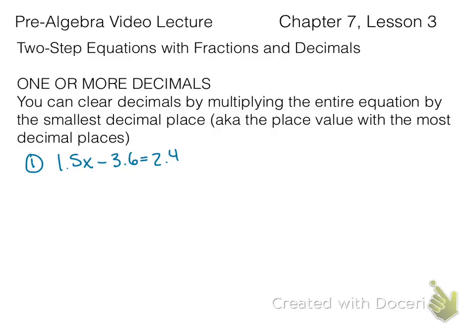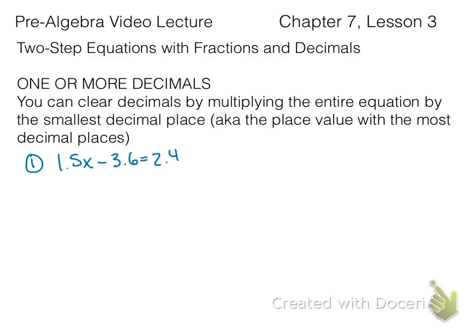All right, next problem. What if I have decimals? Well, guess what? You can clear them very similarly to the way that you clear fractions. You can clear decimals by multiplying the entire equation by the place value with the most decimal places. Well, this example is not spectacular because A, they don't all have different place values, and B, they're all the same place value, which kind of goes with A. Okay, so let's go ahead and just take the simplified problem.